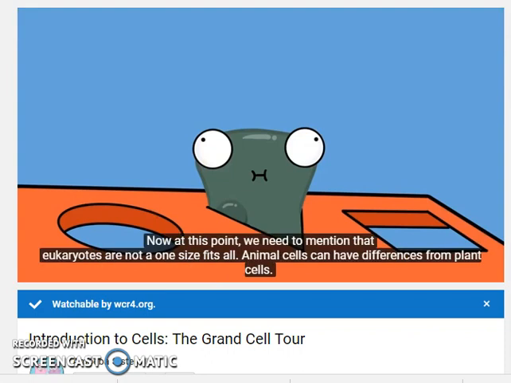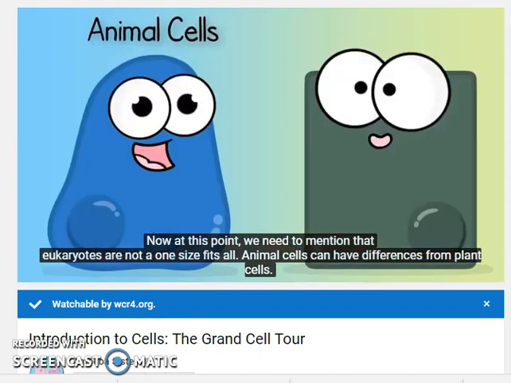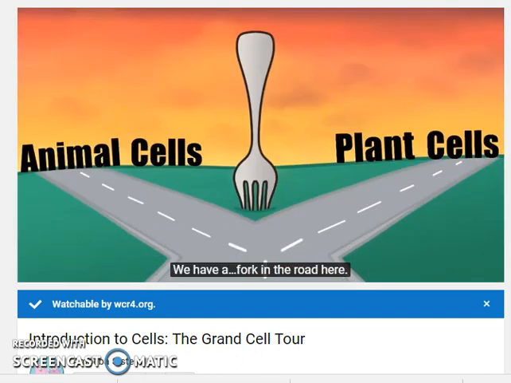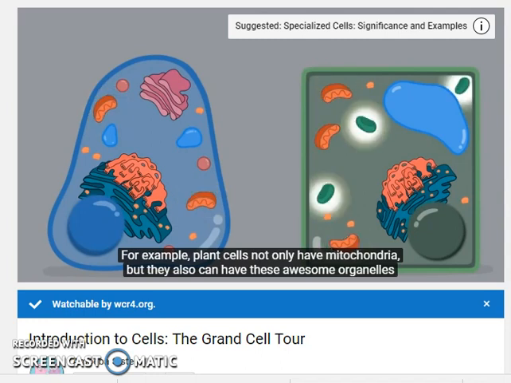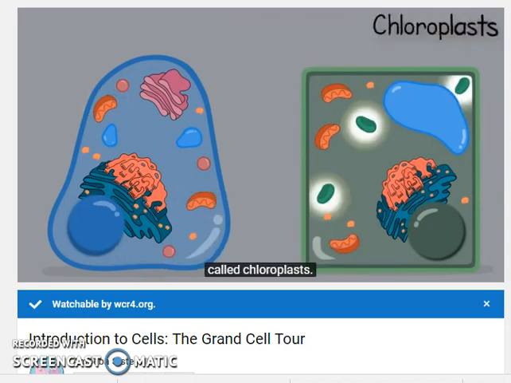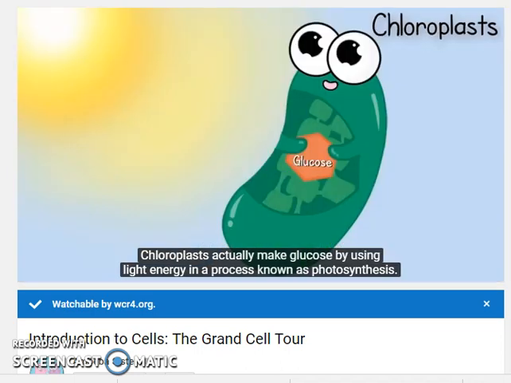Now, at this point, we need to mention that eukaryotes are not a one-size-fits-all. Animal cells can have differences from plant cells. We have a fork in the road here. For example, plant cells not only have mitochondria, but they can also have these awesome organelles called chloroplasts. Chloroplasts actually make glucose by using light energy in a process known as photosynthesis.